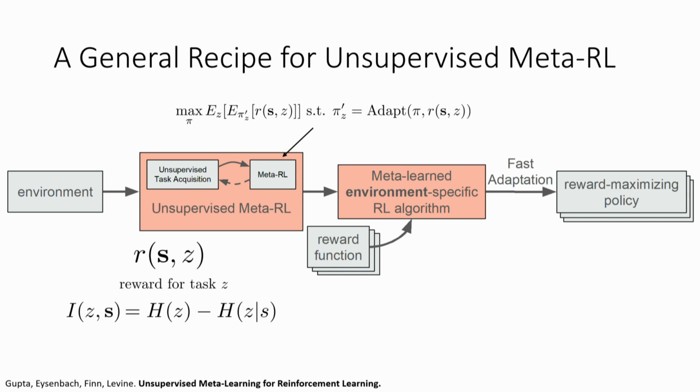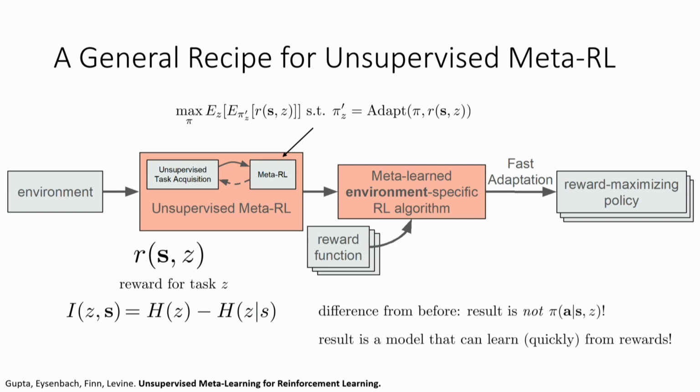So that's kind of a reasonable idea. It's described in this paper called Unsupervised Meta Learning for RL. And it kind of more or less works. The difference from before is that the result is not a policy that's conditioned on Z. So in the skill proposals before, you end up with a pi of A given S comma Z. Here, that's not the result.